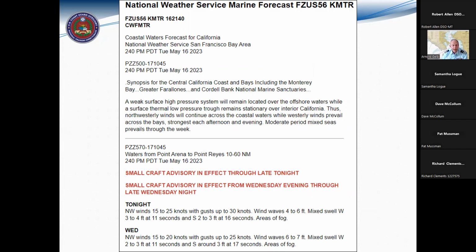But here again, it's summarizing: a weak surface high pressure system will remain located off the offshore waters, while a surface thermal low pressure trough remains stationary over interior California. Thus, northwesterly winds will continue across the coastal waters while westerly winds prevail across the bays, strongest each afternoon and evening, and moderate period mixed seas prevail through the week.